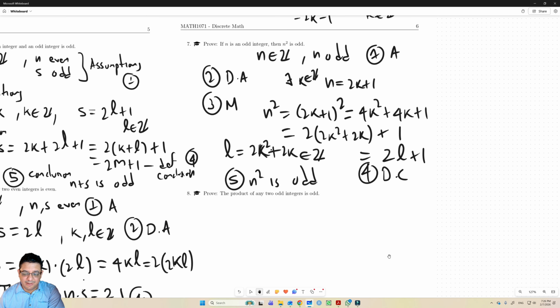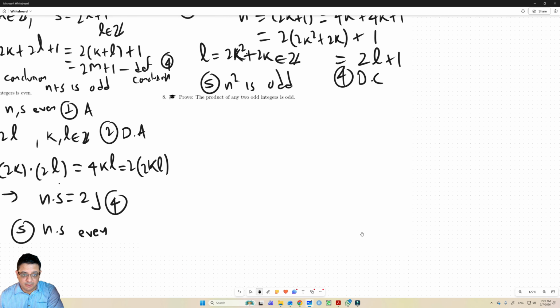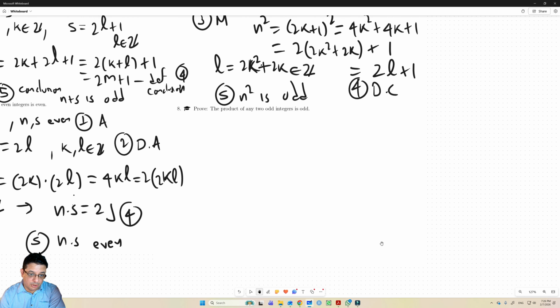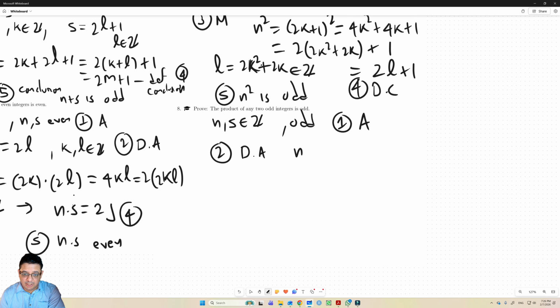Now, last question, number 8, we're going to prove that the product of any odd integers is going to be odd. So once again, let's assume that we have two integers, n and s, that belong to the integers, and they're both odd. So this is step number 1, my assumptions. Step number 2 will be the definition of the assumptions, and I'm going to say n is 2l plus 1, and s is going to be 2m plus 1. So they're both odd. And this is for l, m that belong to the integers.